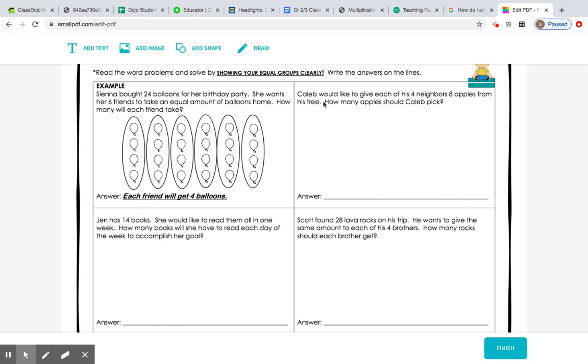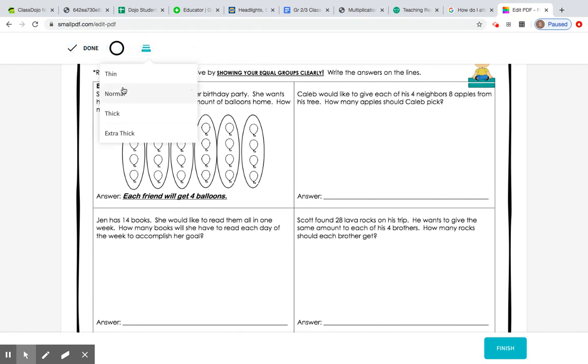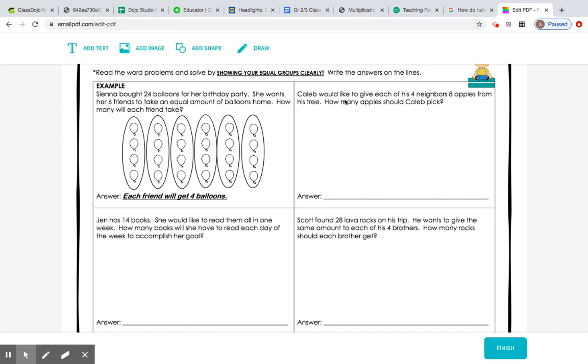So let's go to the next one. Caleb would like to give each of his neighbors 8 apples from his tree. How many apples should Caleb pick? I'll help you with this one because it might be a little bit tricky. Okay, so we have 4 neighbors and 8 apples from his tree. Caleb would like to give each of his 4 neighbors 8 apples from his tree. How many apples should Caleb pick?